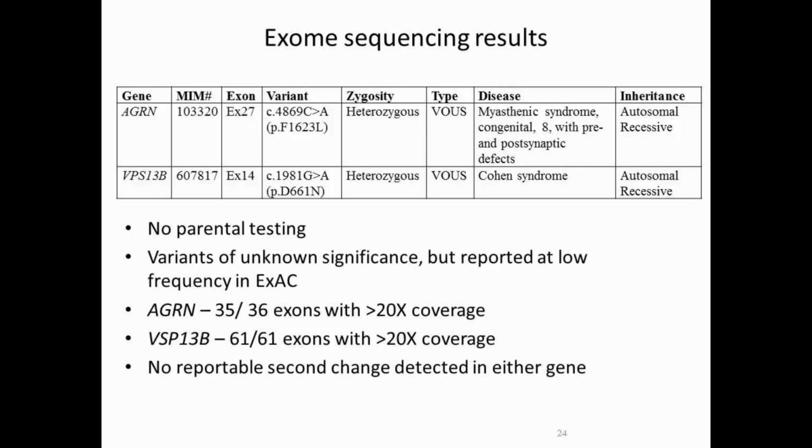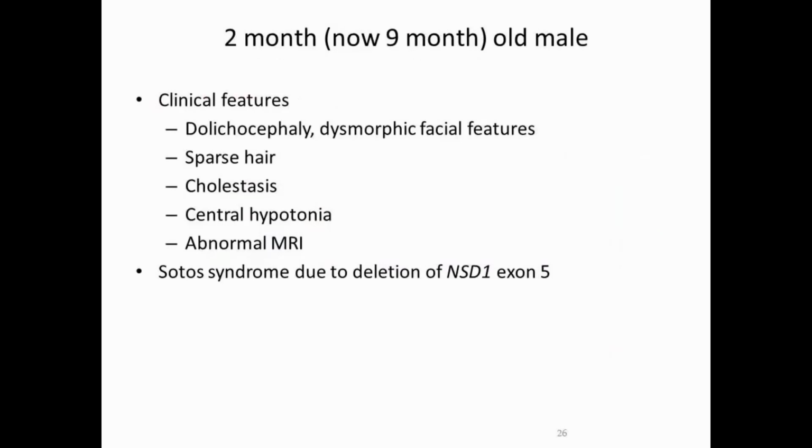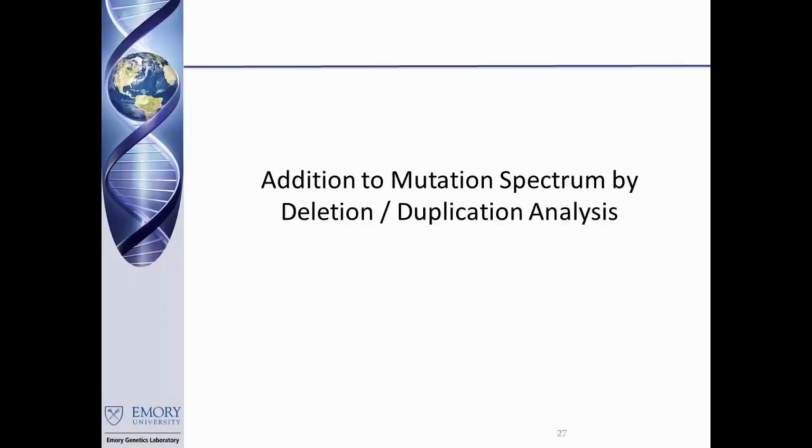So we requested the physician to do the medical exome array, and when we did that, we found a deletion of a single exon, exon 6 in NSD1, which you all know causes Sotos syndrome. And this threw us and the physician, and we needed to go back and look at the phenotype. And actually, when the physician came back, we were able to come down to the diagnosis that it was actually Sotos syndrome, due to a deletion of a single exon in the NSD1 gene. The last example I'm going to show you all is addition to the mutation spectrum.